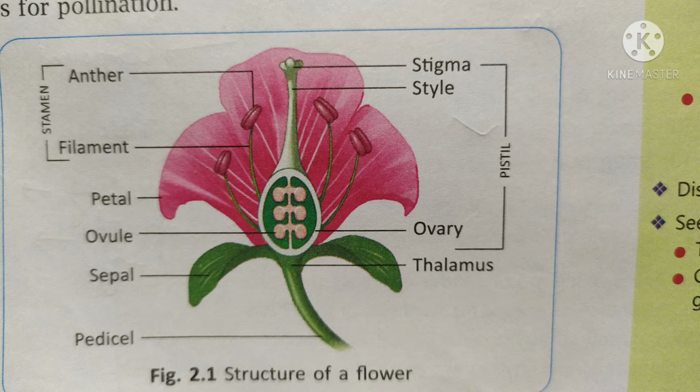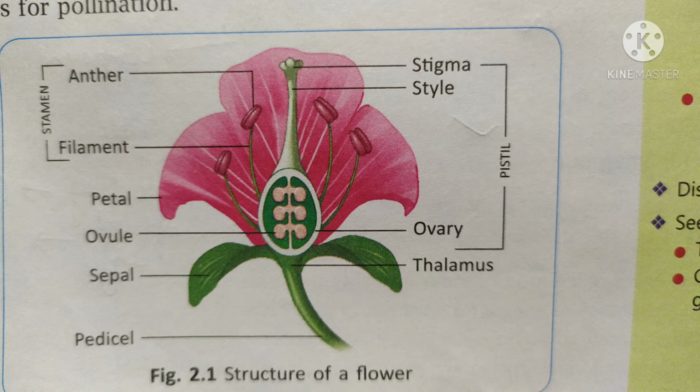Next you can see the colorful petals, which form the second whorl in a flower. The petals are large and brightly colored. The bright color of the petals attracts the insects for the process of pollination. So we have seen two whorls: the outermost whorl, the calyx, with green tiny leaf-like structures known as sepals, and the large colorful petals, which attract the insects for the process of pollination.